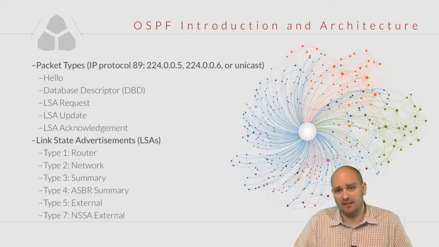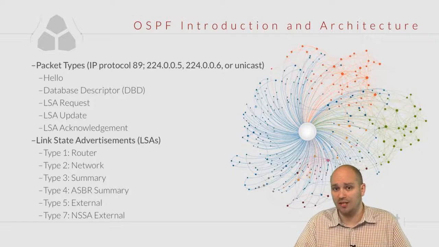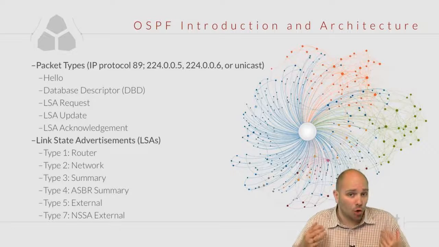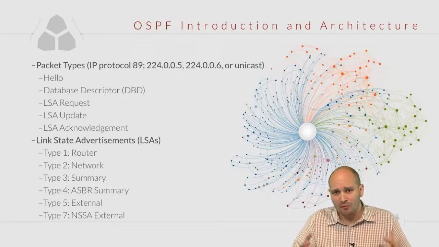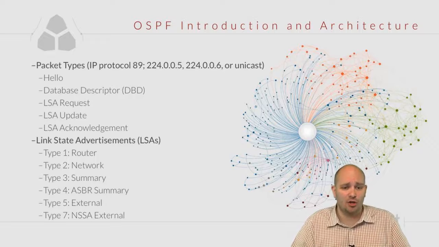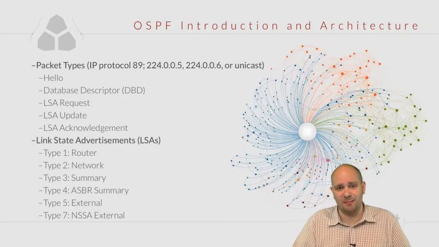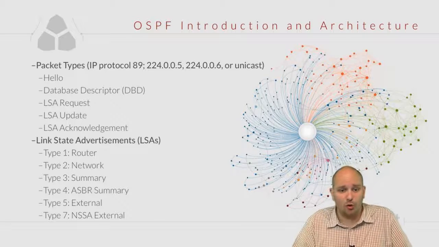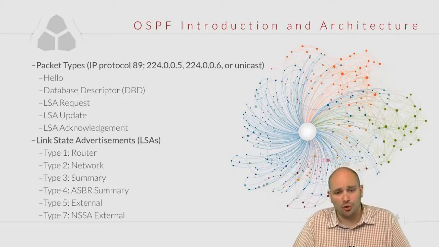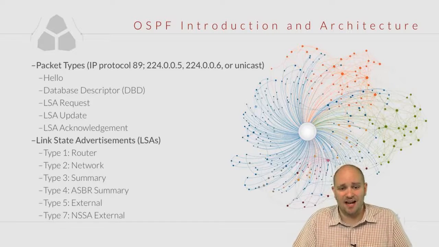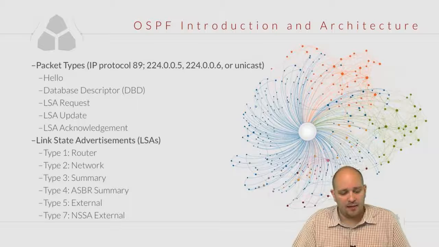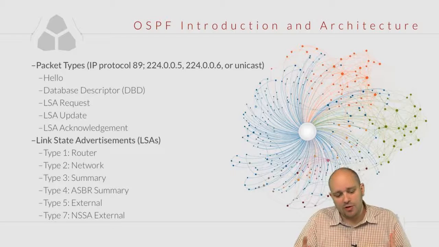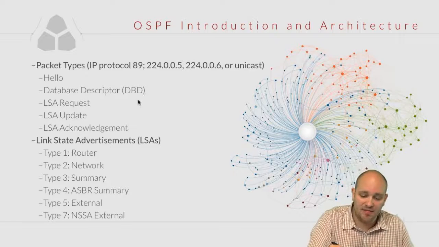And then there are 3 packet types that are going to be used for the actual exchange of the information, for loading the database from one neighbor to another, and these are link state request, link state update, and link state acknowledgement packets. They're either called LSA request, LSA update, LSA acknowledgement, or short for LSA req, LSA upd, and LSA ack. And these 3 packet types are going to be used in a very interesting way.